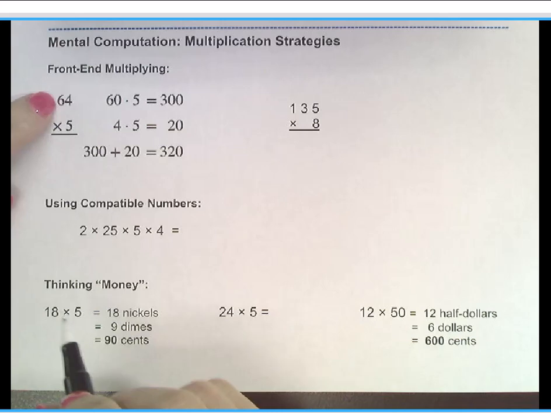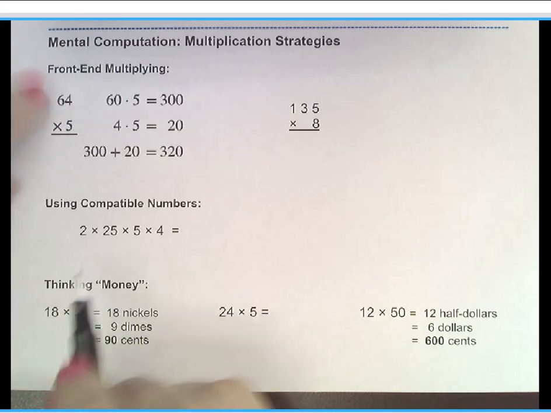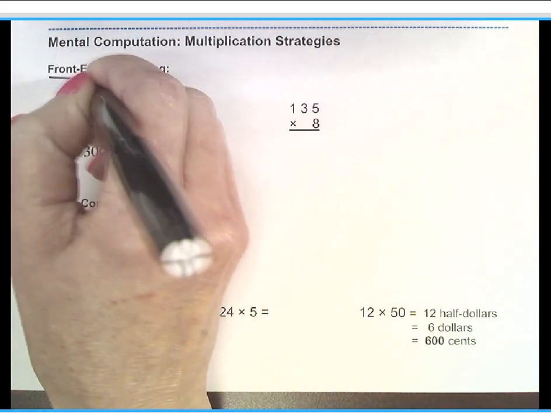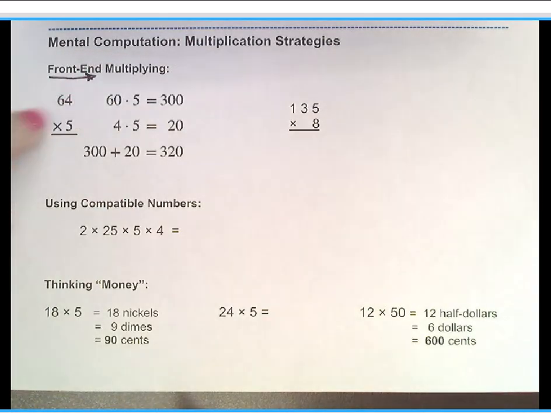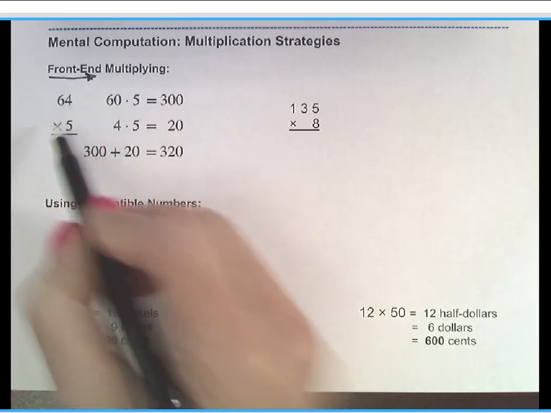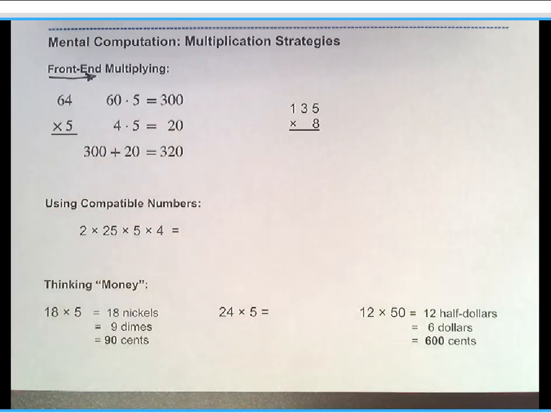So if you were going to do 64 times 5, it actually is easier if you start on the front end. Front end means that you're going to go from left to right instead of starting with the ones place. What people try to do in their head is the standard algorithm, and that's why people can't do it in their head, because our brains just don't work that way. So you want to go big to small.